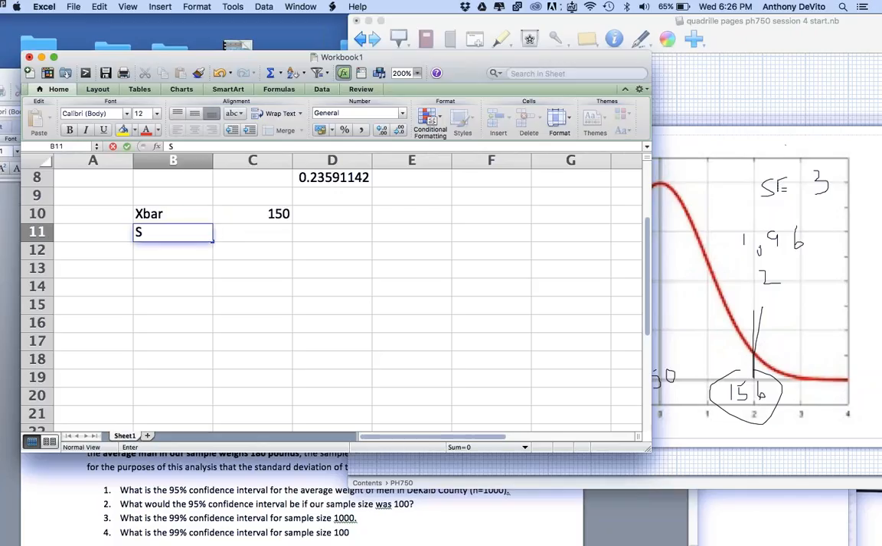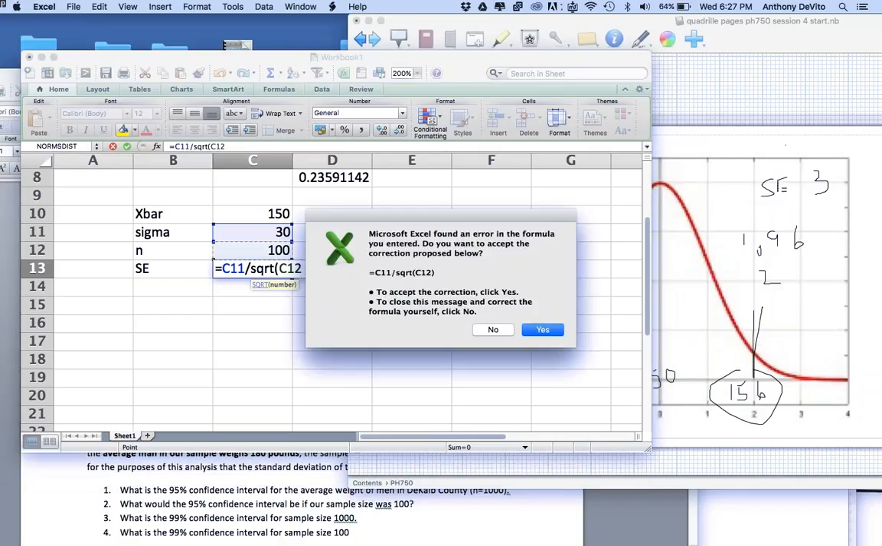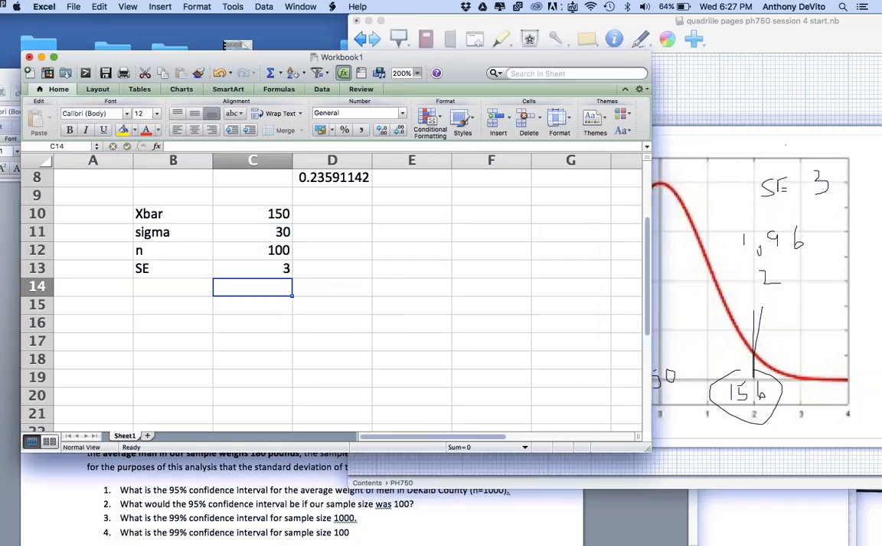The standard deviation, sigma, was, what was it again, 30? Yep. The sample size was 100, right? We calculated our standard error, which was equal to sigma divided by the square root of the sample size. Whatever it said, it came out to be 3.